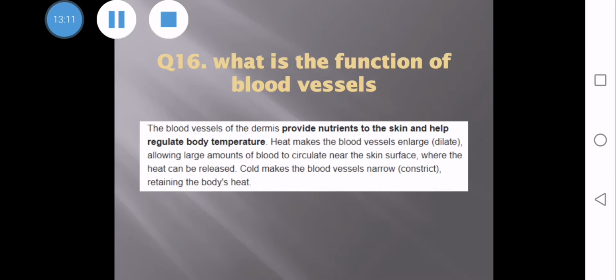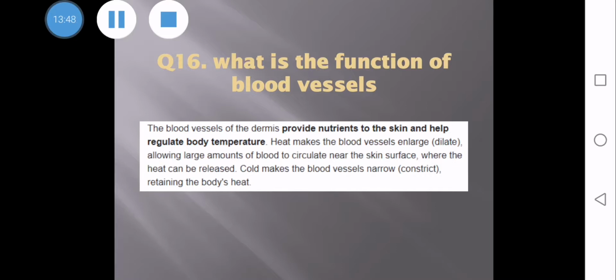What is the function of the blood vessels? Blood vessels cause vasodilation and vasoconstriction during summer and winter, respectively. The blood vessels of the dermis provide nutrients to the skin and also help to regulate the body temperature. Heat makes the blood vessels enlarge or dilate. During summer, when the temperature outside is more than our body temperature of 37 degrees Celsius, and there is an increase in body temperature, our body tries to regulate it and balance the internal body temperature.